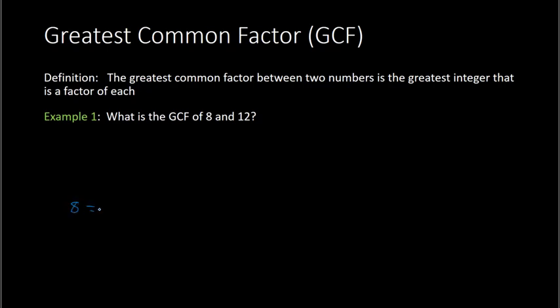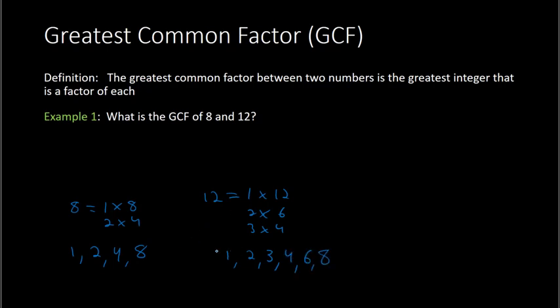the factors of 8 would be 1 times 8 and 2 times 4. So it'd be 1, 2, 4, and 8. For 12, you have 1 times 12, 2 times 6, and 3 times 4. So you have 1, 2, 3, 4, 6, and 12. What you do is try to find the largest one that they both have in common. Well, they both have a 1, they both have 2, they both have 4.